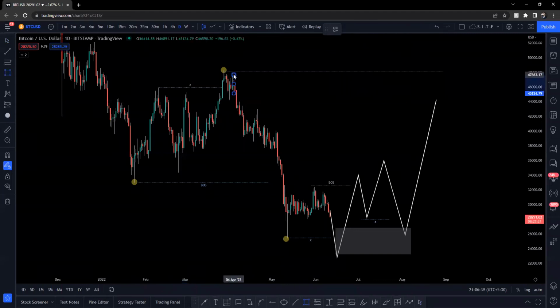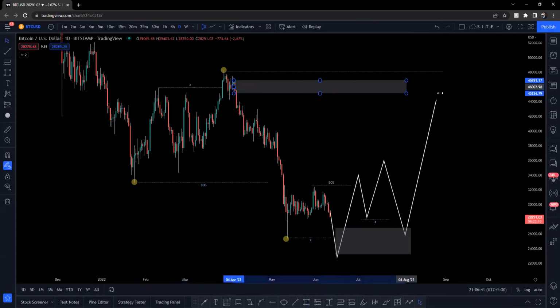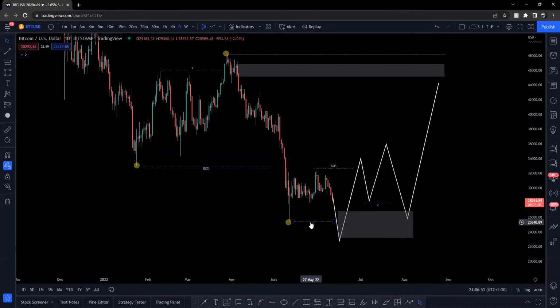Okay, so we can see some reaction over here on an order block as well. This is very important to understand, and we can see a little bit of buying reaction after taking out this low. And don't try to sell here.